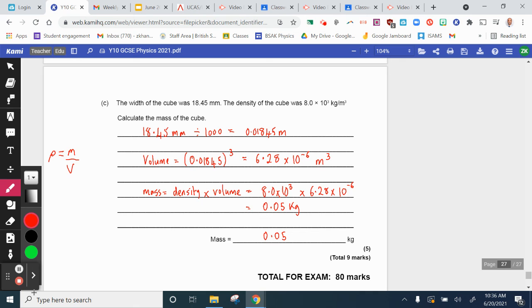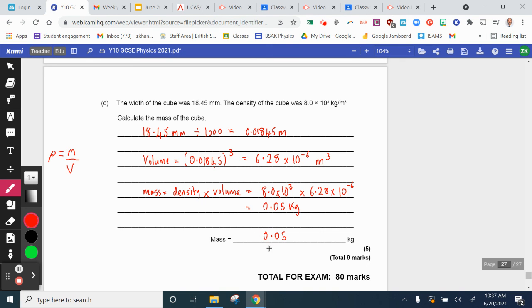That's 50 grams. That kind of makes sense. This is around about 2 centimeters in width. So it's a cube that is approximately 2 by 2 by 2. So it's quite small in size. So therefore, you're going to have a small mass. So this 50 grams sounds about right.